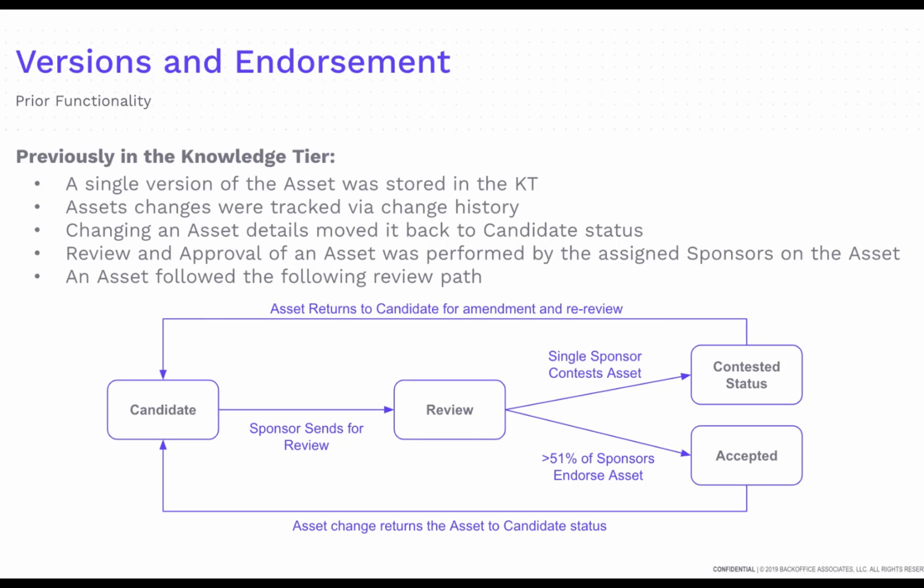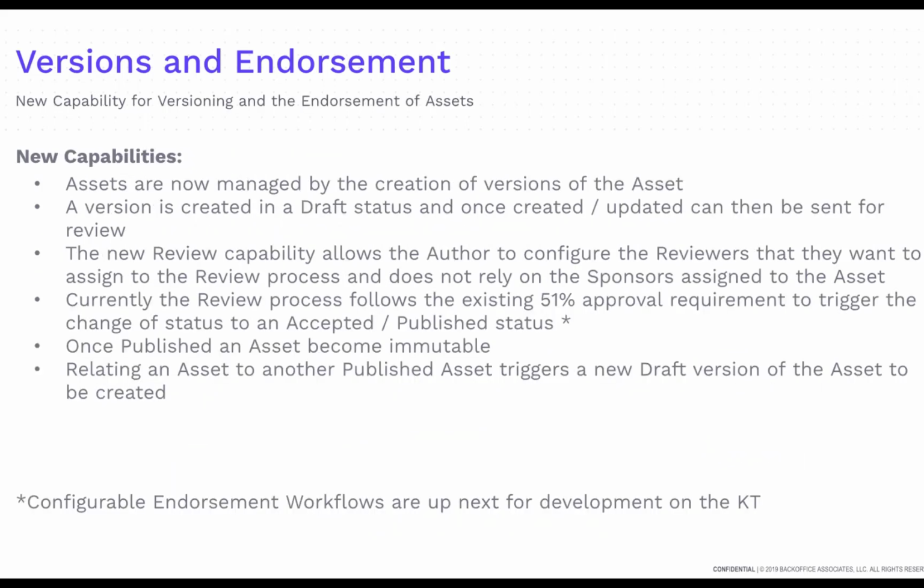And in the previous situation, it required greater than 51% of sponsors to endorse that asset. So if one sponsor was assigned, then obviously that one approval would move it to approved or accepted status. If two, then both were required, and if three, then two of those three were required in that status. What we've introduced with the new version and endorsement model are two capabilities here.